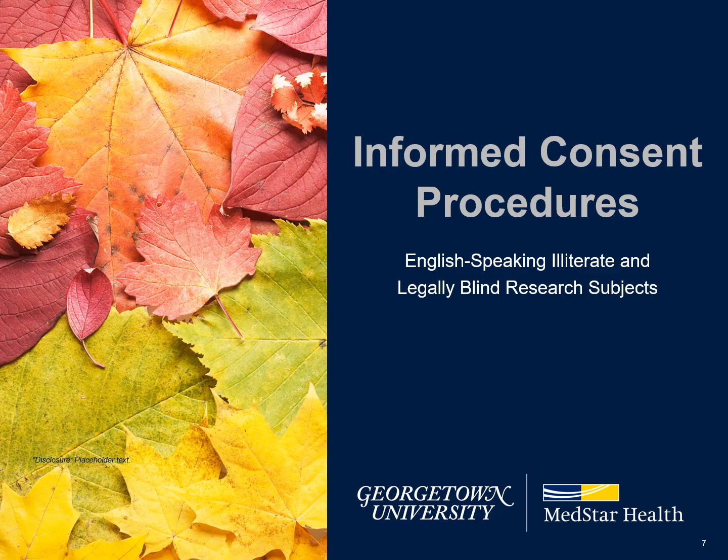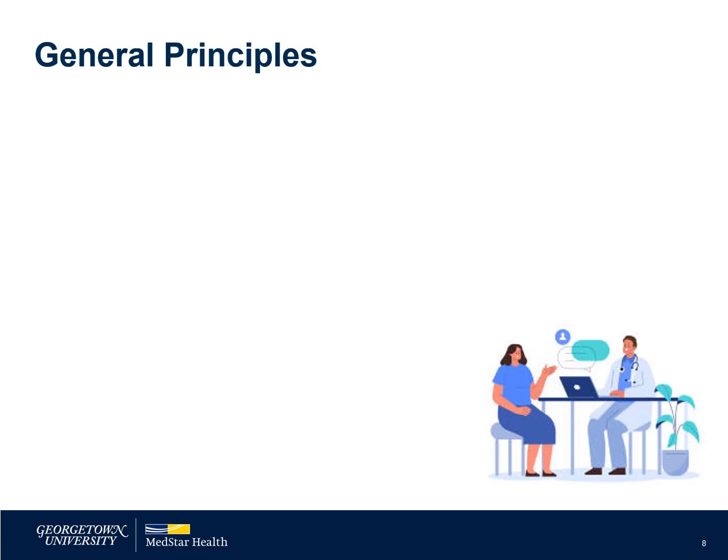In the first part of this procedural review, we have introduced the purpose, scope, and responsibilities. We are now going to transition into discussing informed consent procedures related to English-speaking illiterate and legally blind research subjects. There are some general principles in engaging English-speaking illiterate and legally blind subjects in the informed consent process.